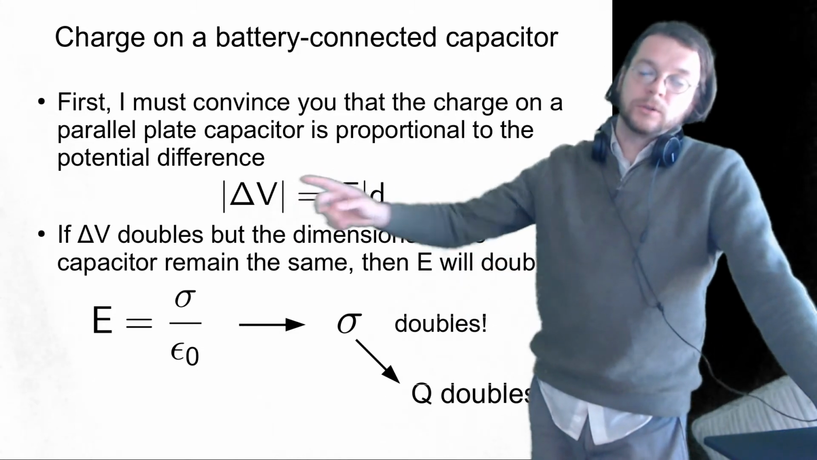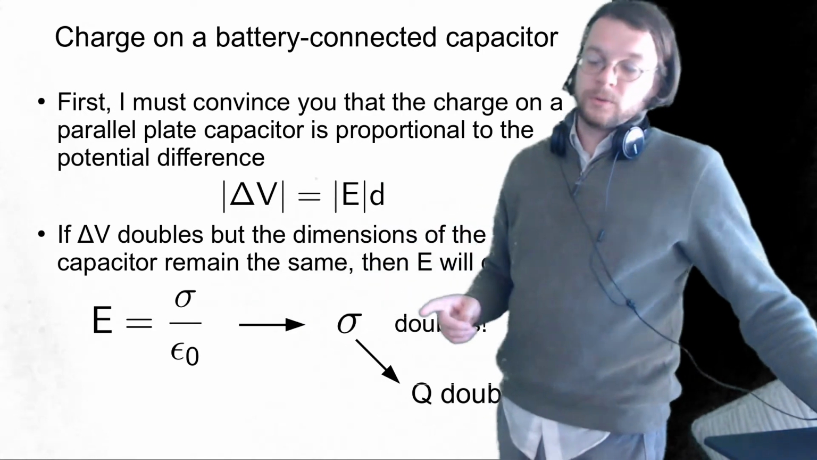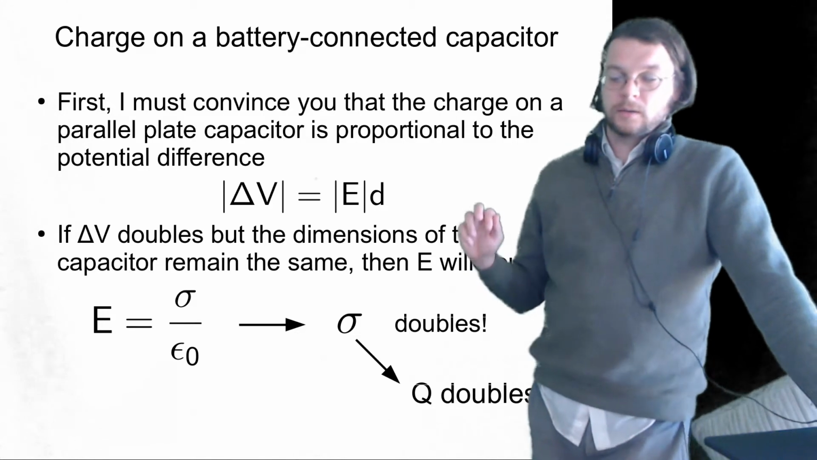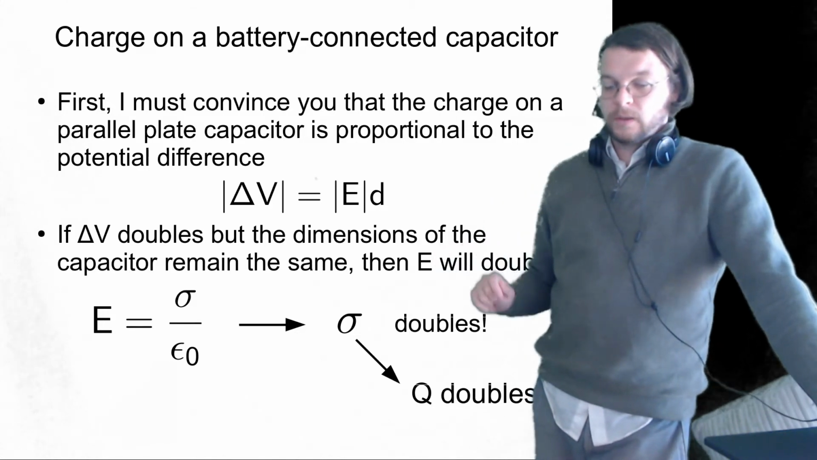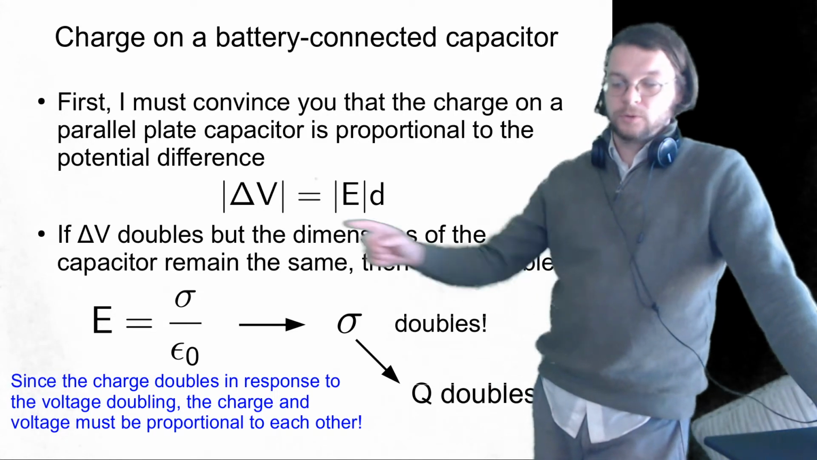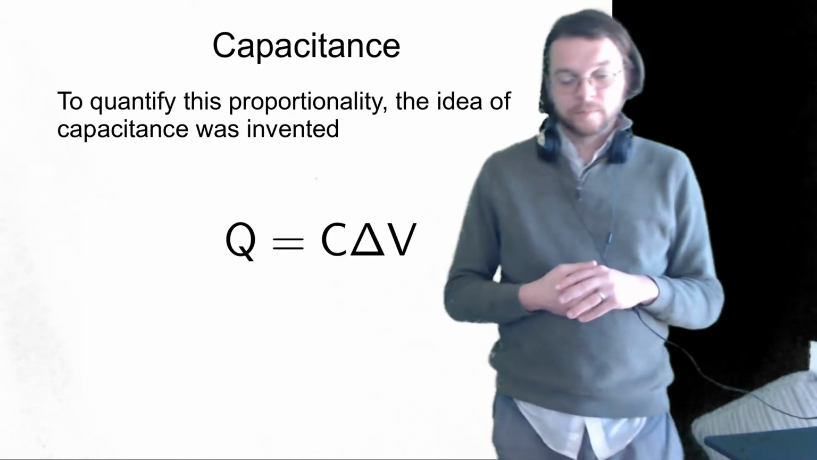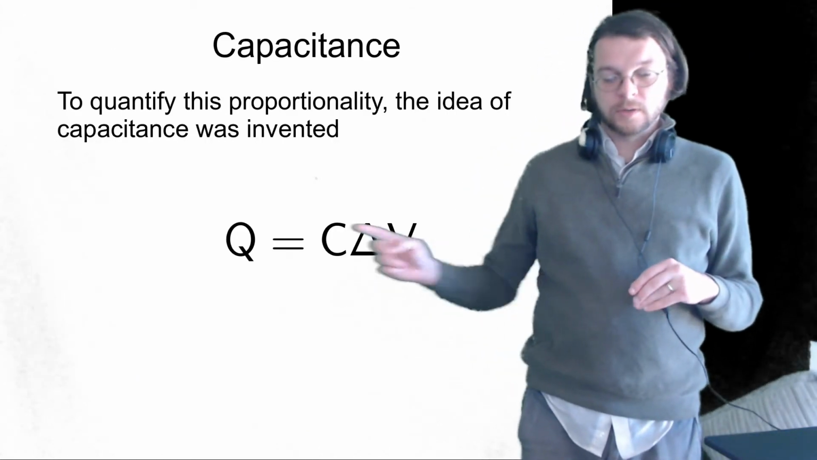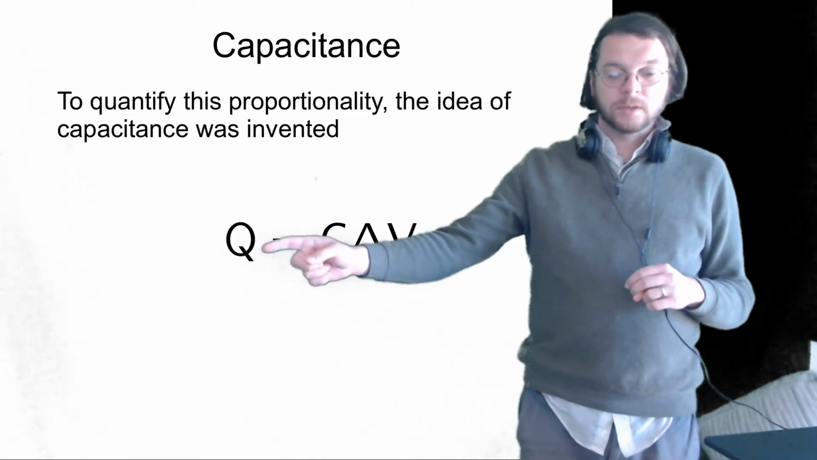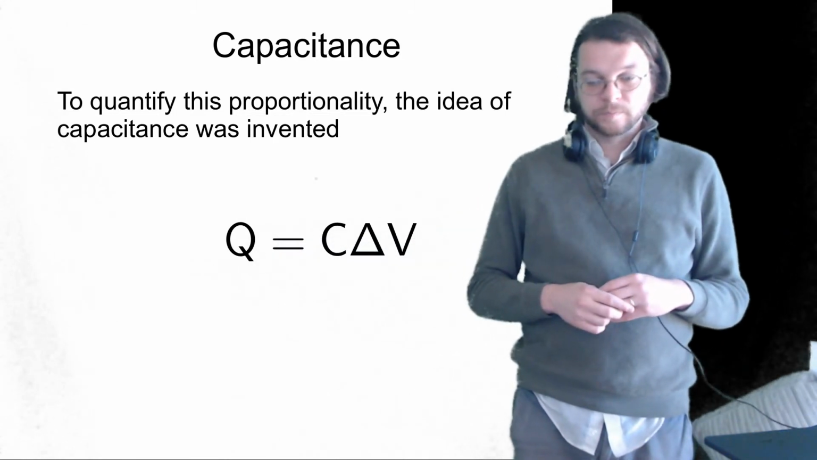If you double the voltage, it should double the electric field. If you double the electric field, it doubles the charge per unit area. If you double the charge per unit area, that's going to double the charge. So at the end of the day, the voltage and the charge are proportional to each other. Again, if you triple the voltage, it triples the charge, and so on and so forth. So you end up with this proportionality where the more potential difference there is, the more charge there is. Again, this is the positive charge on one plate and minus the charge on the other plate.